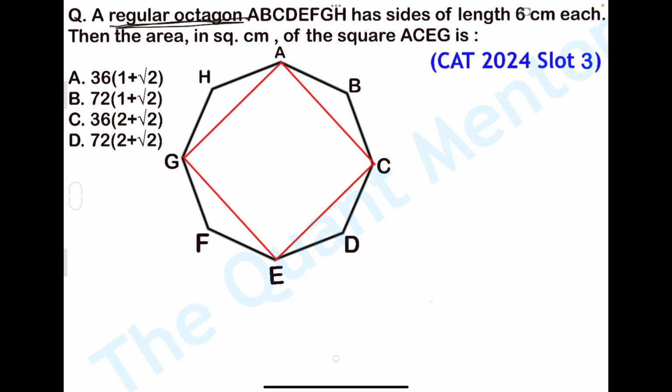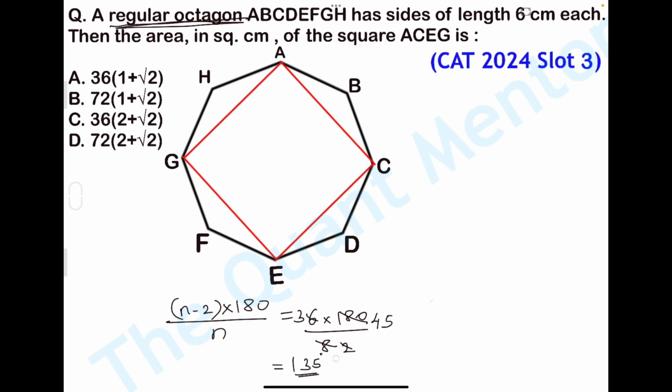For any regular polygon, the value of each interior angle will be (n minus 2) into 180 divided by n, where n is the number of sides. So for the regular octagon, putting n as 8, each interior angle would be 6 into 180 divided by 8. We can cancel out and get 3 into 45, which is 135 degrees. So for this regular octagon, each interior angle is 135 degrees. So angle ABC would also be 135 degrees.